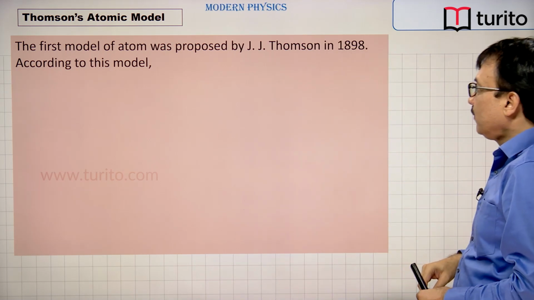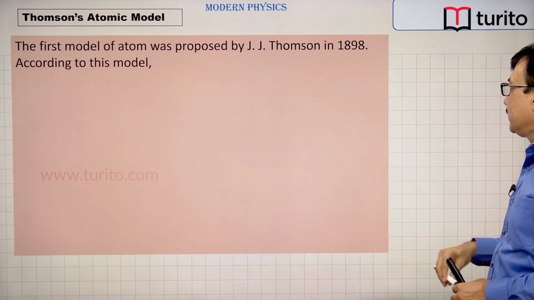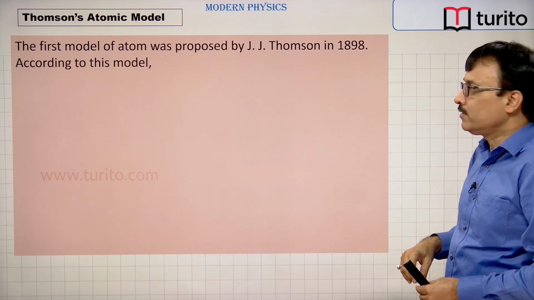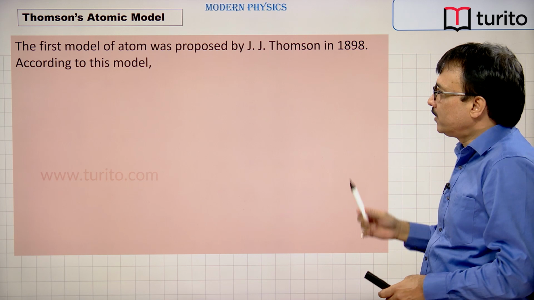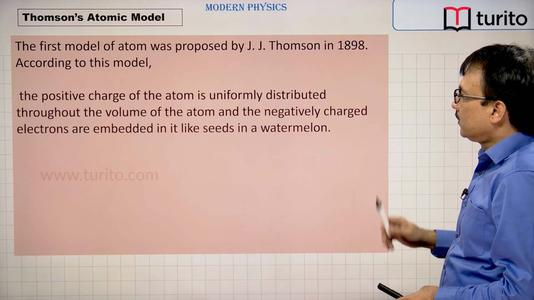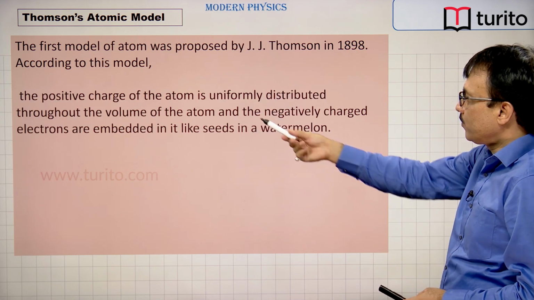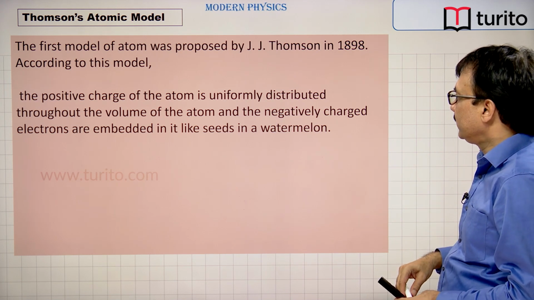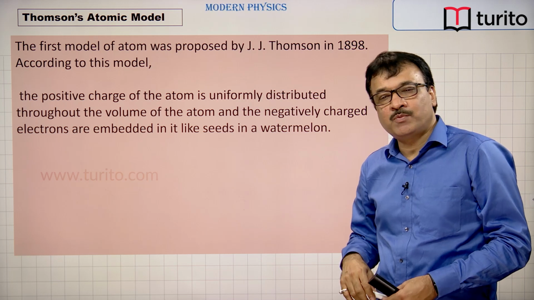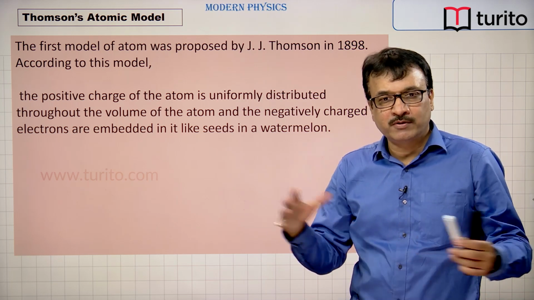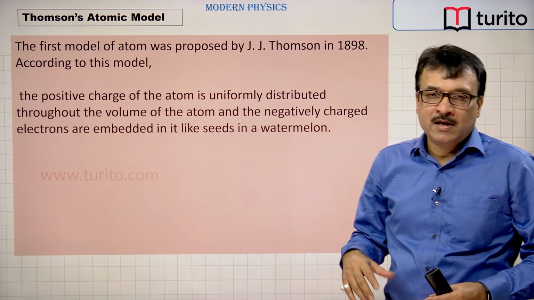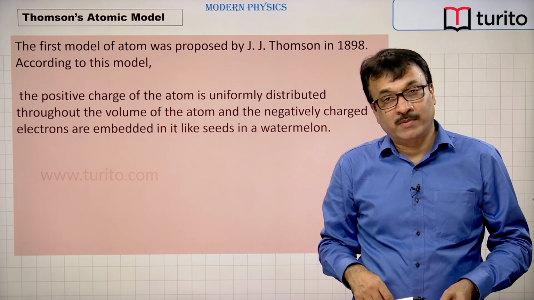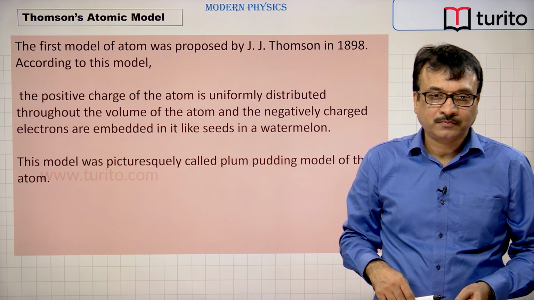The first model of the atom was proposed by J.J. Thomson in 1898. In 1897 he discovered the electron, and after discovering the electron, he proposed the atomic model. In his model, he proposed that the positive charge of the atom is uniformly distributed throughout the volume of the atom, and negatively charged electrons are embedded in it like seeds in a watermelon. Okay.